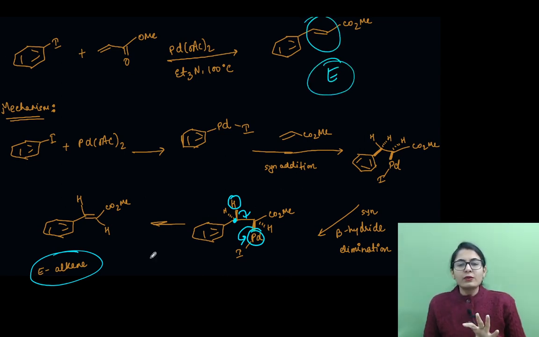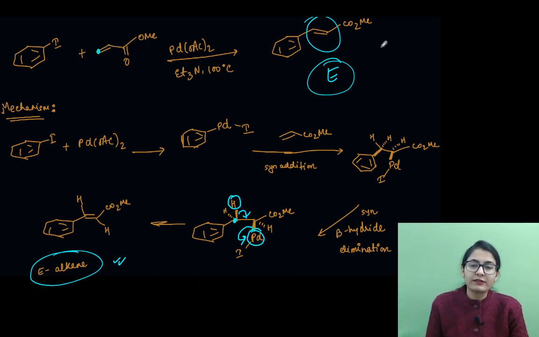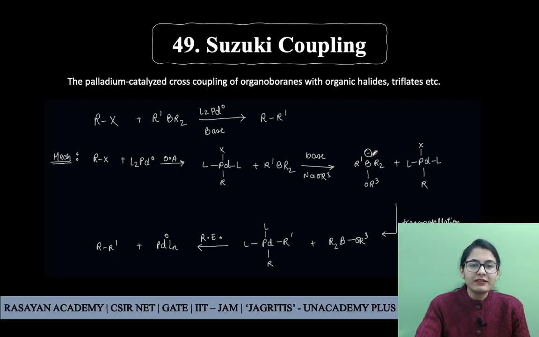So I just told you why you get E alkene. If you don't want to remember the whole mechanism, you can just remember that Heck reaction is going to give you E alkene most of the times. Okay, yes, so here we are guys, done with Heck reaction, Wacker oxidation.